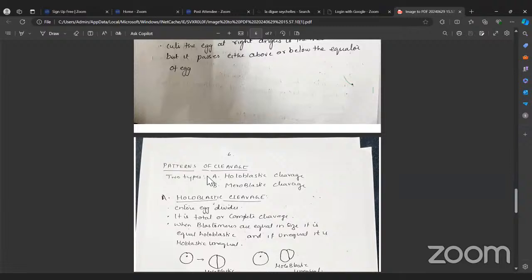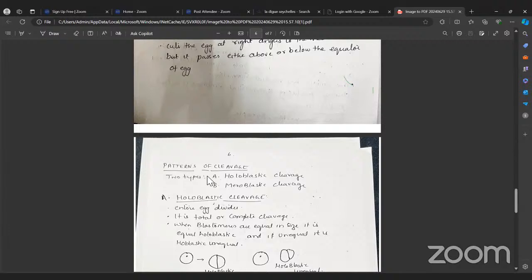If the yolk is very less, that is in a microlecithal egg, then complete cleavage can occur. Whereas when the yolk content is more, it is called meroblastic, where only the superficial cells will be dividing and the yolk will be providing the nutrition. In the subsequent lectures, I will be showing the pictures of it and then you will be able to understand.